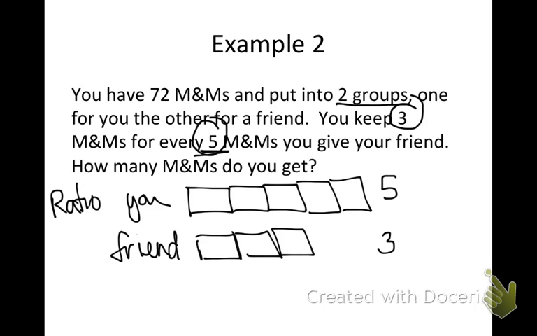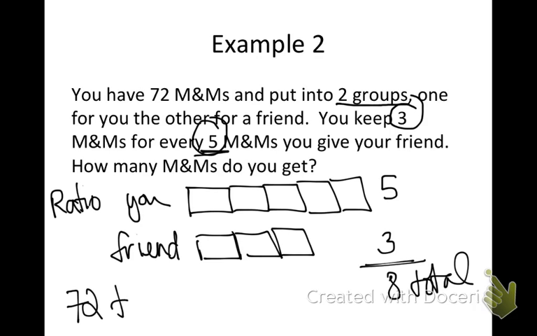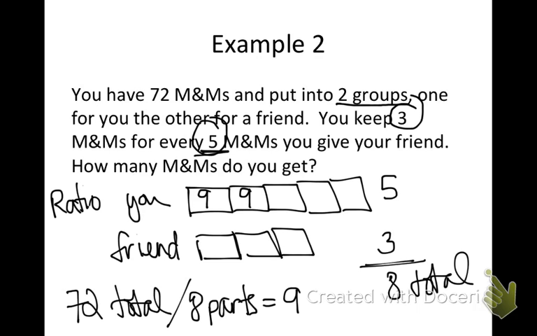So if we have total, how many total parts do we have? We have 8 total parts. Well, how many M&Ms do you have? You have 72 total M&Ms. And you want to break that up into 8 parts. So what is 72 divided by 8? That's 9. So that means that every one of these will have 9 M&Ms in it.